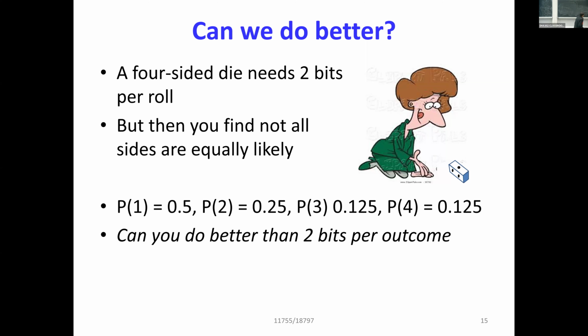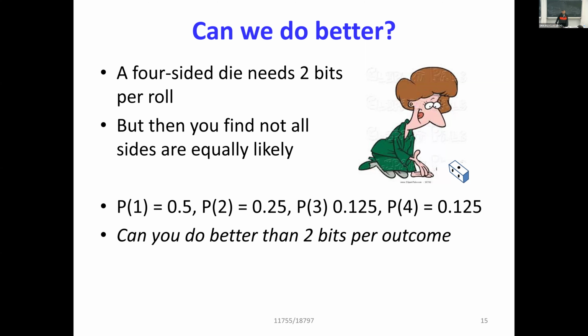For the first one, okay, if I get 1, I send a 0. Then for 2, I send a 1, 0. Then for 3, I send a 1, 1, 0. And then for 4, I send a 1, 1, 1. So what happens now? Would this work? Okay. Why would this work?